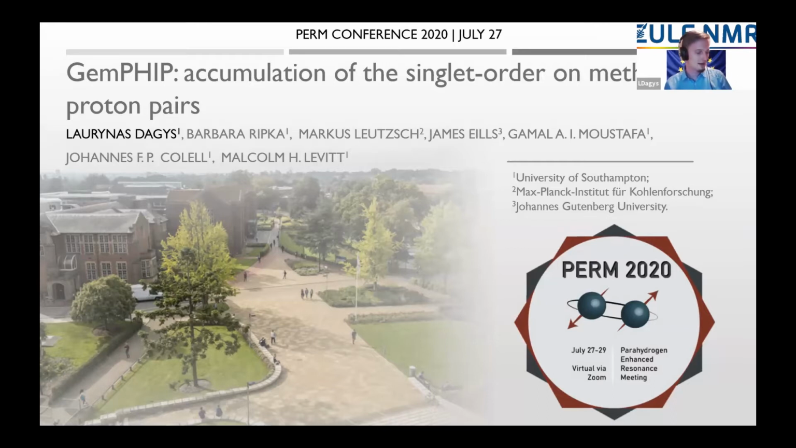Like many people here, I'm representing the University of Southampton, which you can see in this lovely picture here. I'd like to present our work that we've been doing just recently and that has just been accepted today. So it's quite a fresh project with fresh results. The title is GemPHIP: accumulation of singlet order in methylene proton pairs.